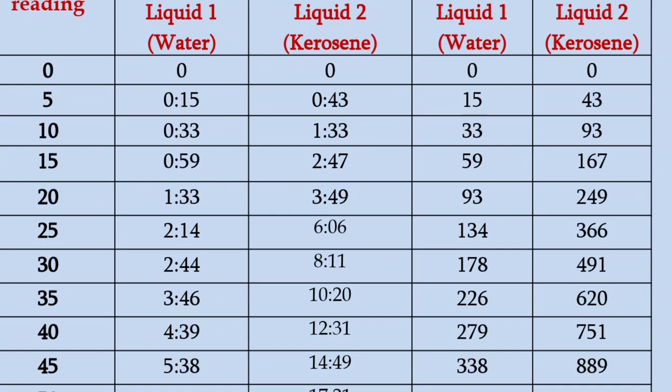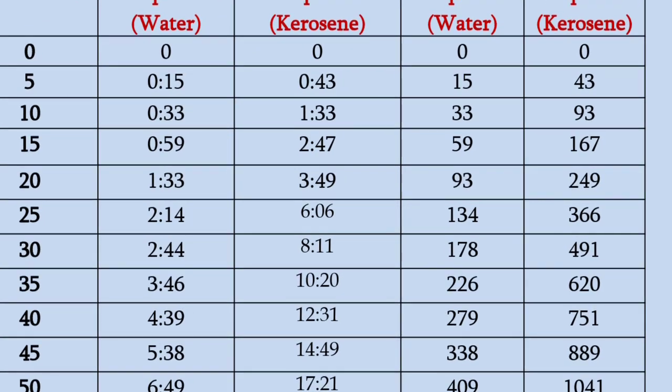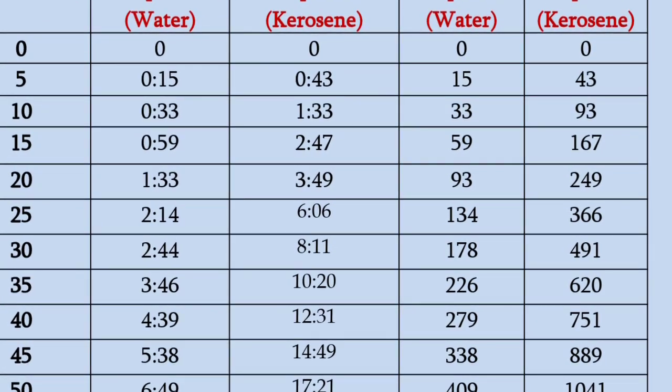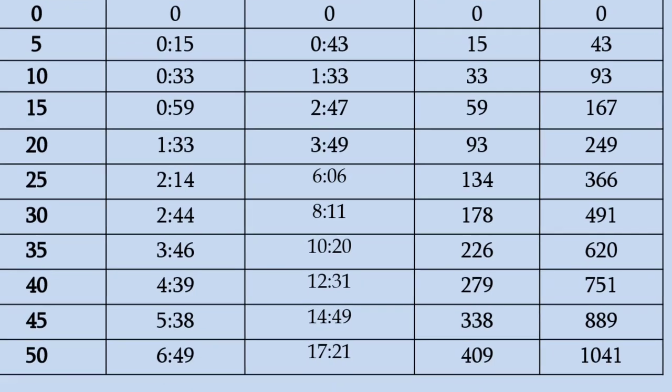So 1 minute is 60, plus 33 seconds. So 60 seconds plus 33 is 93 seconds. Similarly for 25 it is 2 minutes 14 seconds. So it is 120 plus 14 is 134. So we have to convert till 50. For 50 the time taken is 6 minutes 49 seconds for water. So 6 minutes is 6 into 60 is 360. 360 plus 49 will give us 409 seconds.